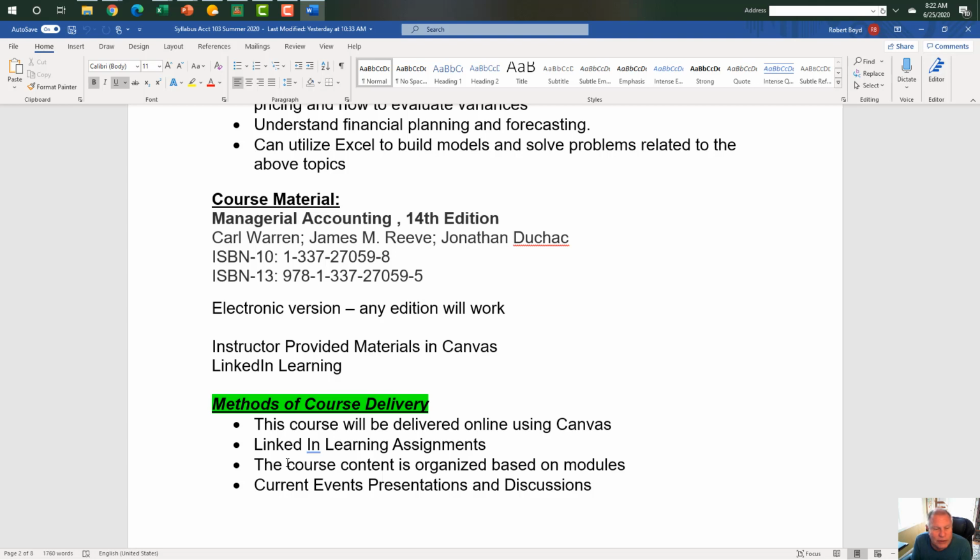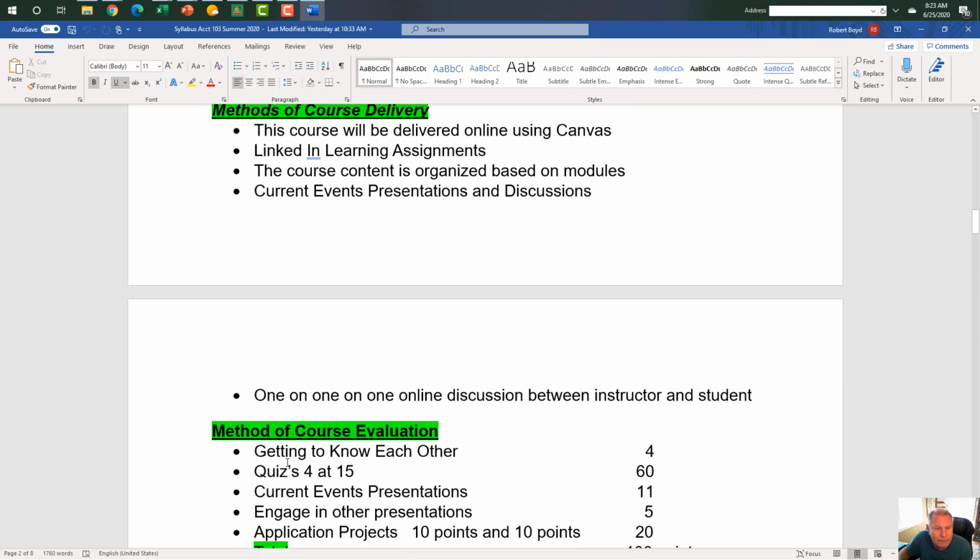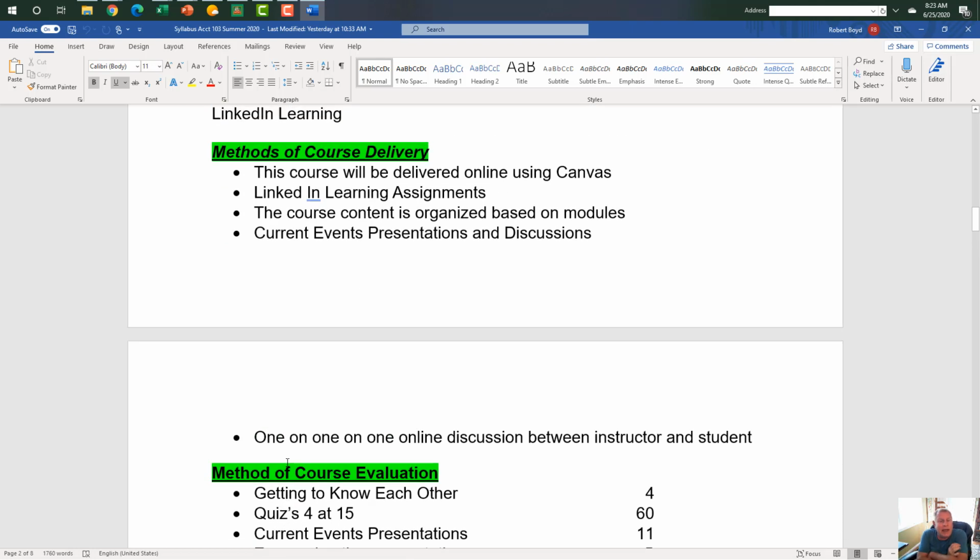The way I work it is that I do provide materials in Canvas and links to LinkedIn Learning, which is part of our Geneseo platform. So the Managerial Accounting book is supportive of that, and I reference everything that we're going to do back to it. So as you know, this is an online course. It will be delivered online using Canvas and LinkedIn Learning assignments, and we've organized everything based on modules.